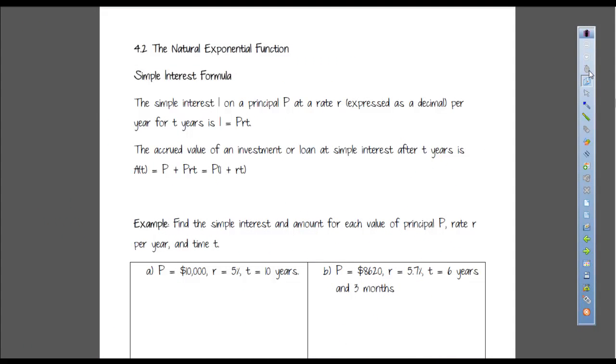All right, that's the basics of section 1. Section 2, we're going to look at some applications and get ready to talk about the exponential function. First, we're going to talk about simple interest. And so our formula for simple interest is I equals PRT.